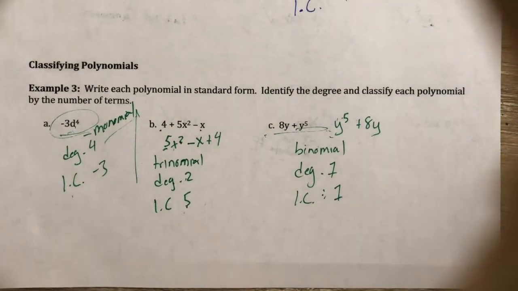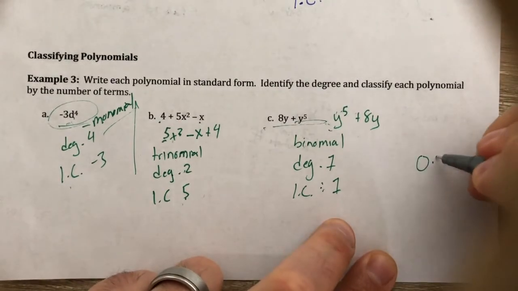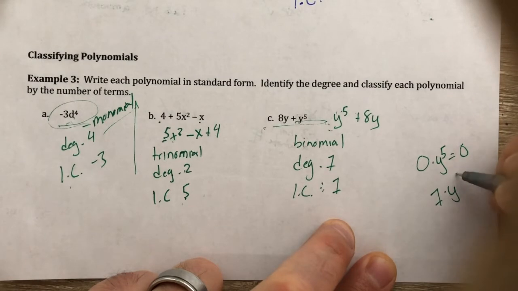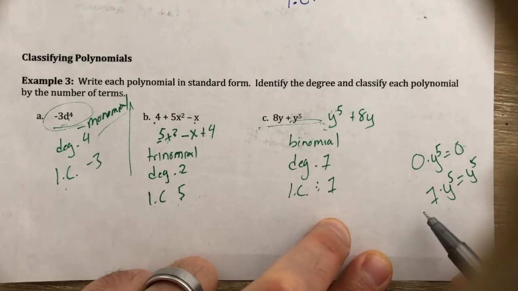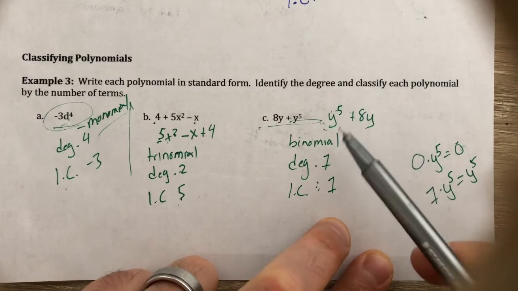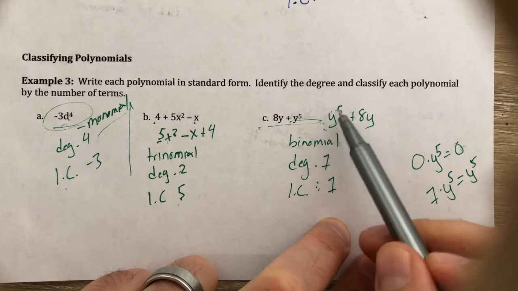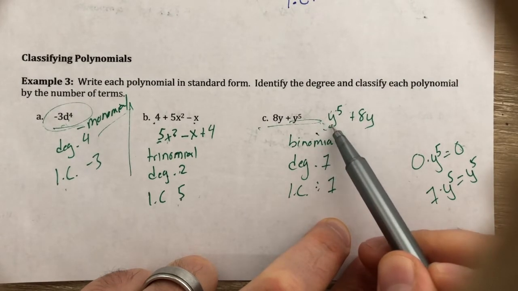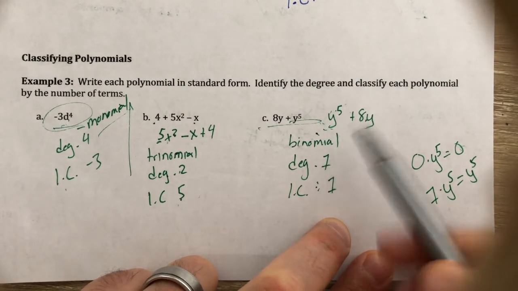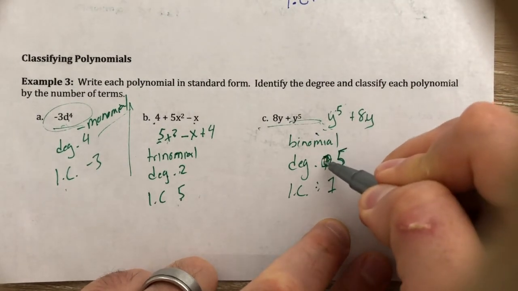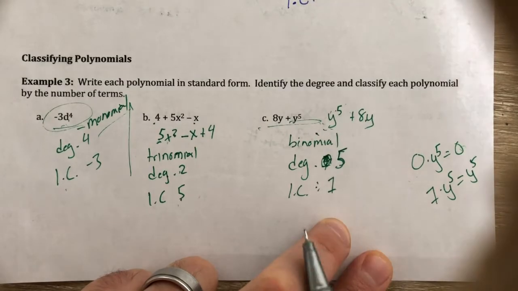Please don't say the leading coefficient is 0, because 0 times y to the 5th would equal 0. 1 times y to the 5th equals y to the 5th. And note there's a big difference there. The leading coefficient can never be 0, because if it was 0, this term wouldn't exist, and I no longer have a binomial, and I no longer have a degree 5. Sorry, I wrote degree 1 there. I was looking at the leading coefficient. This was degree 5. Okay, moving on.